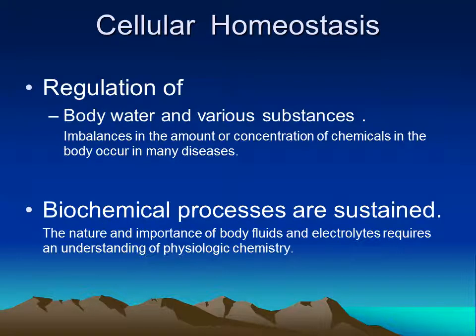In cellular homeostasis, two things occur. First is the regulation of body water and various substances. The imbalances in the amount or concentration of chemicals in the body occur in many diseases. Secondly, biochemical processes are sustained. The nature and importance of body fluids and electrolytes requires an understanding of physiologic chemistry.